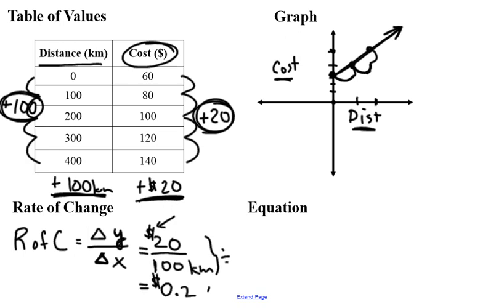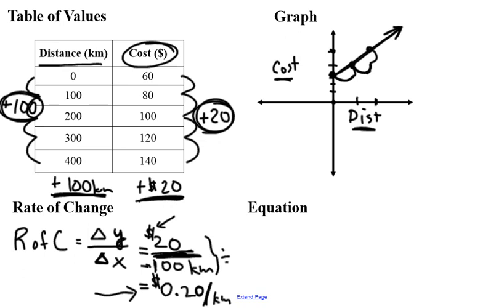Dollars compared to kilometers. Well, dollars, let's go 2 decimal places. If you're paying $20 for 100 kilometers, well, that works out to be 20 cents for every kilometer. And there's your rate of change: the change in your dependent over change in independent. Divide them and you get 20 cents per kilometer.